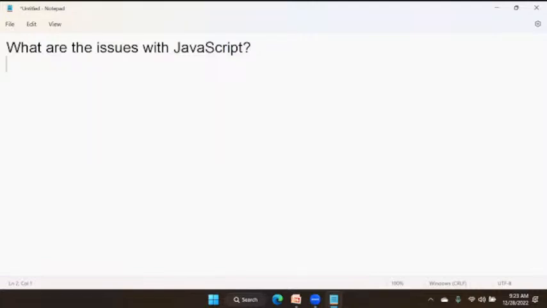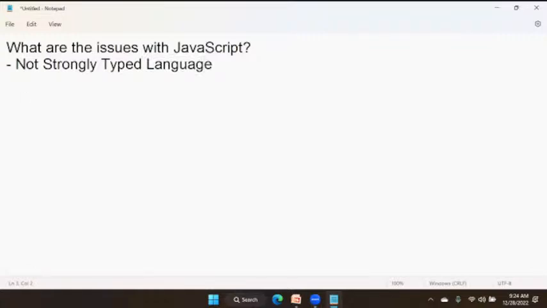JavaScript is not strongly typed. JavaScript is not strictly typed. What is strictly typed? I will tell you. JavaScript will not support all OOP features, object-oriented features. So JavaScript has a lot of problems. One major issue is that JavaScript is not strongly typed.